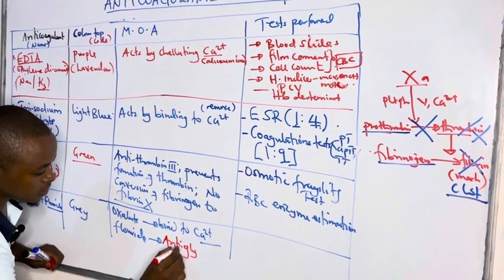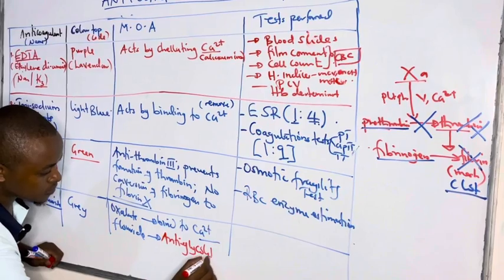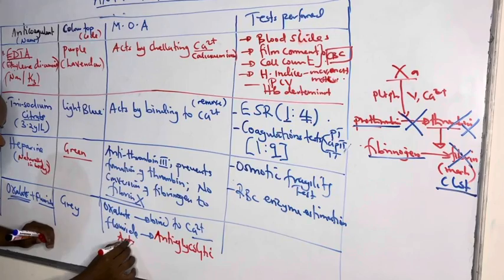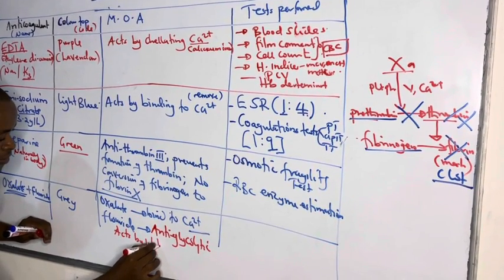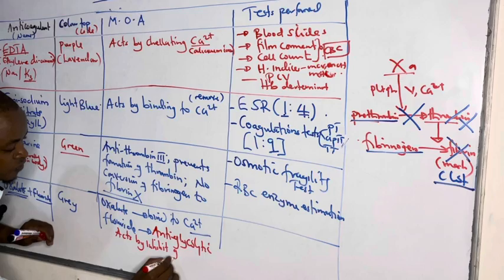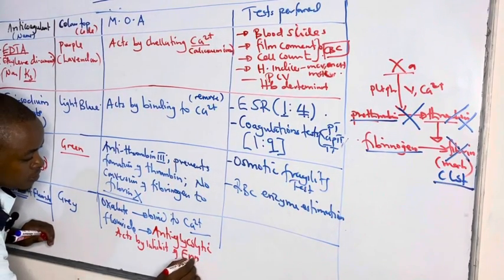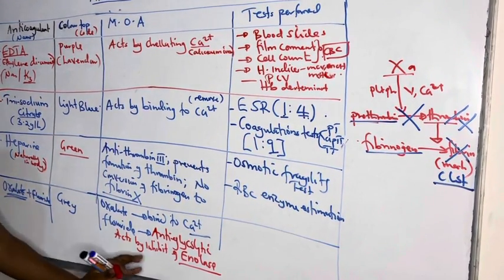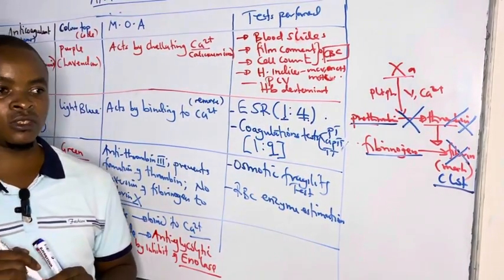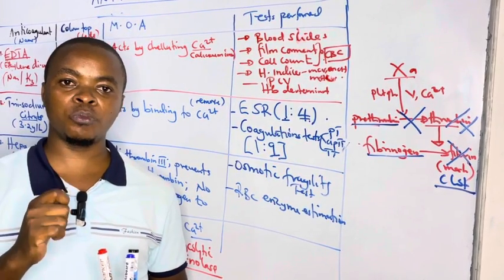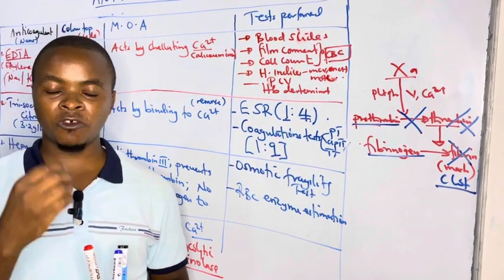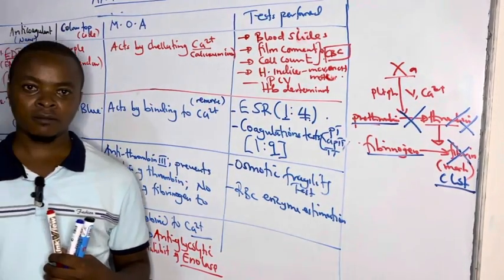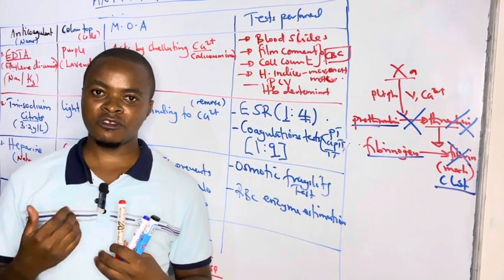Antiglycolytic means it inhibits glycolysis. It is antiglycolytic, whereby it acts by inhibiting the enolase enzyme. Enolase is a key enzyme in glycolysis, the one that adds an eno group to 2-phosphoglycerate to form phosphoenolpyruvate, which later is converted to pyruvate, which is a way of utilizing glucose.